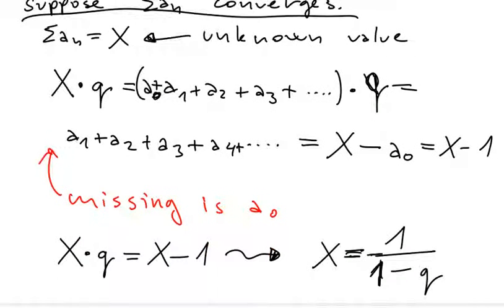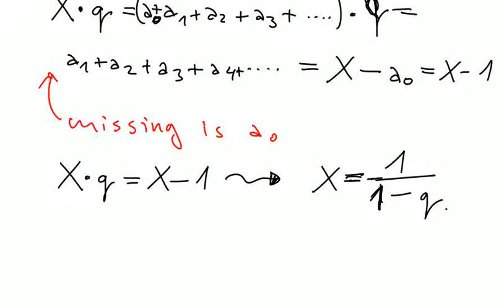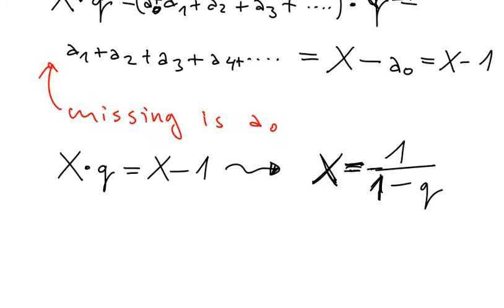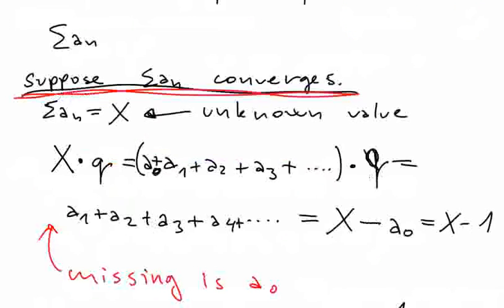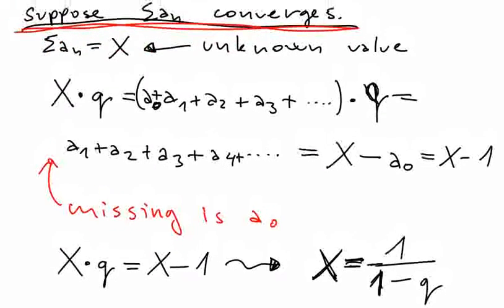If we would know for which values of q it converges, then we could use this formula and we would have the answer immediately. So this is quite useful, but we are not done yet, and we should never forget about this condition that the series has to converge. Otherwise, this is a completely nonsense thing.